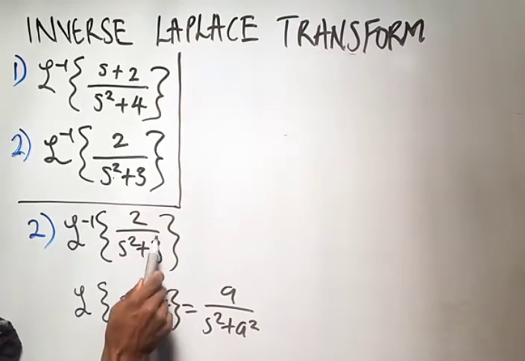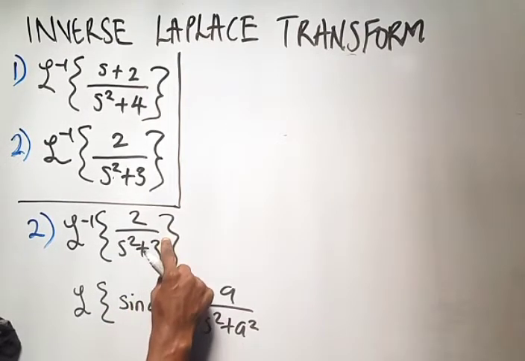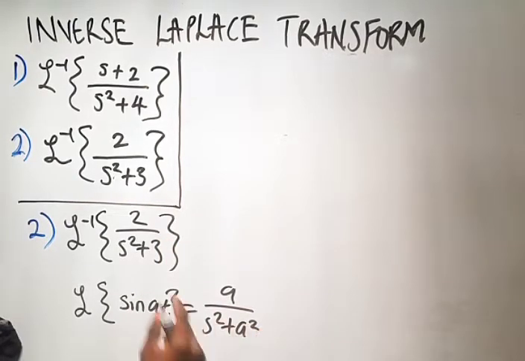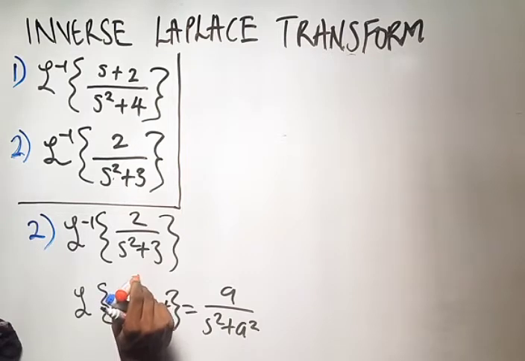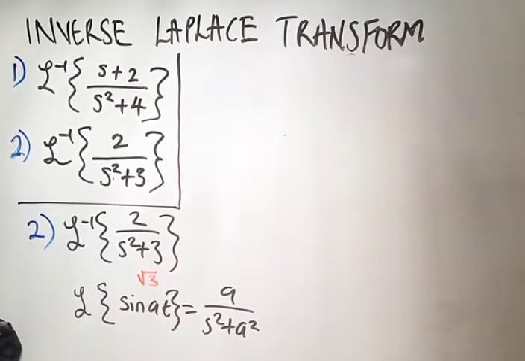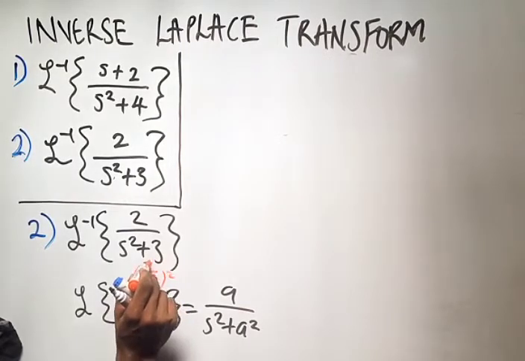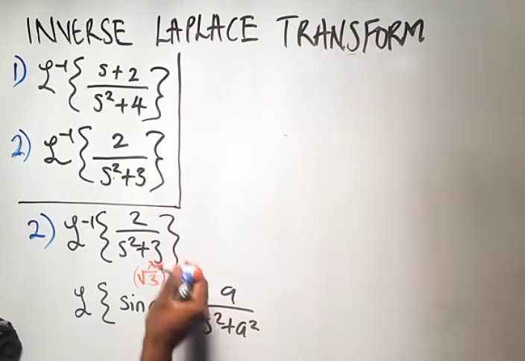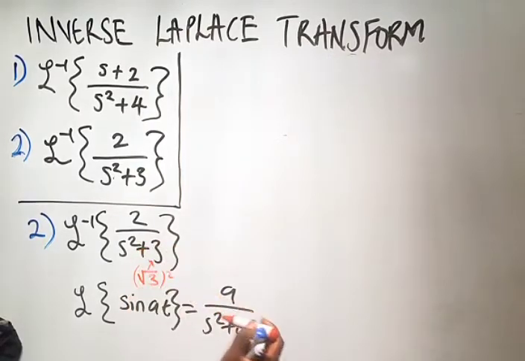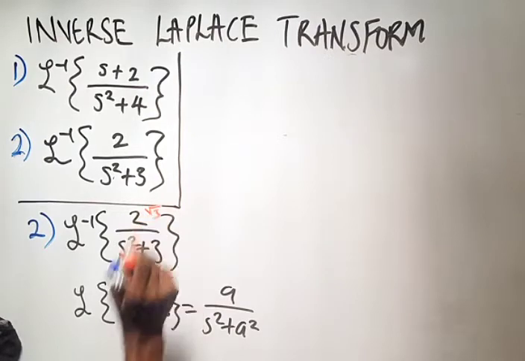Since this is 3, it means that 3 is gotten from a square of something, so that thing must be square root of 3. Let me put it down. So that thing must be square root of 3, so that when we square it, we just get 3 right here. And since a square is on the denominator added with a square, and the a itself is on the top, this place must be square root of 3.